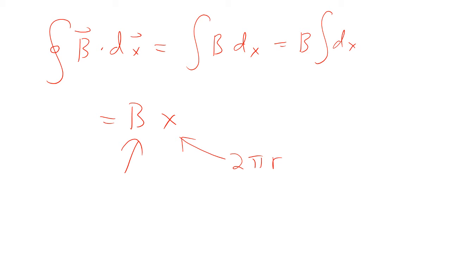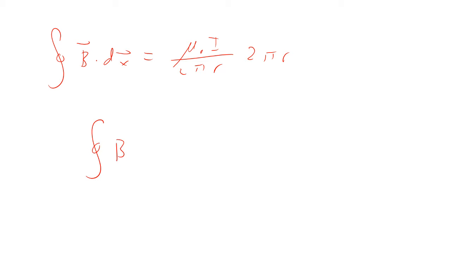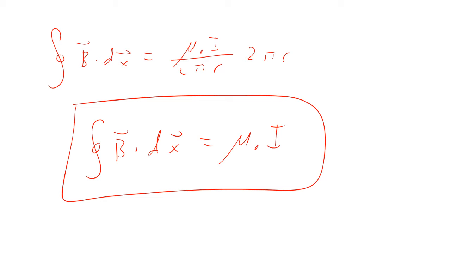What is B? B is the magnetic field of a wire. The magnetic field of a wire, we know, is mu naught I over 2 pi r. So this integral B dot dx turns out to be equal to mu naught I over 2 pi r times 2 pi r. Well, integral B dot dx is just going to be mu naught I. Now, here's the interesting thing: we're going to call this Ampere's law.